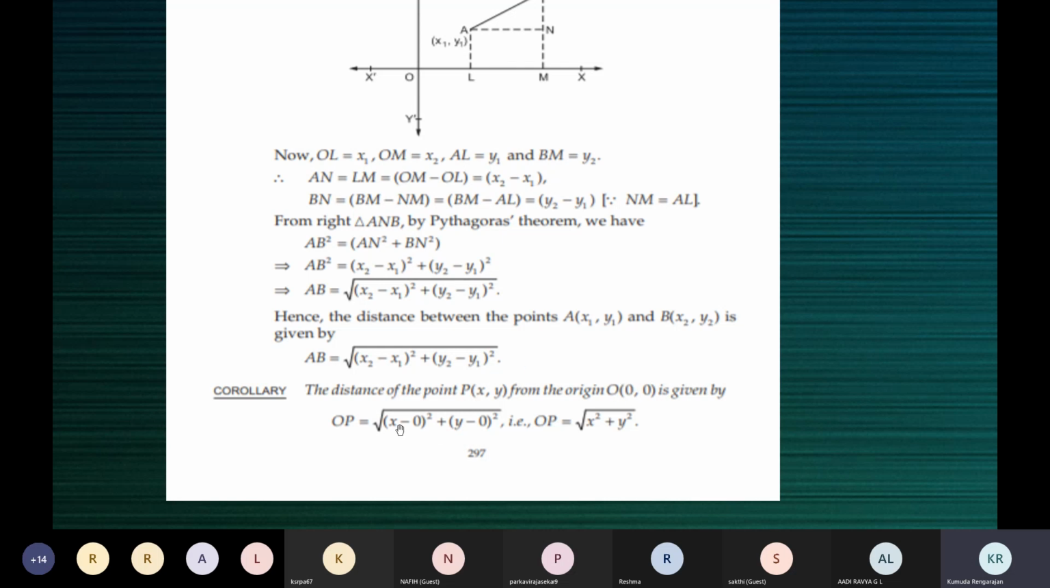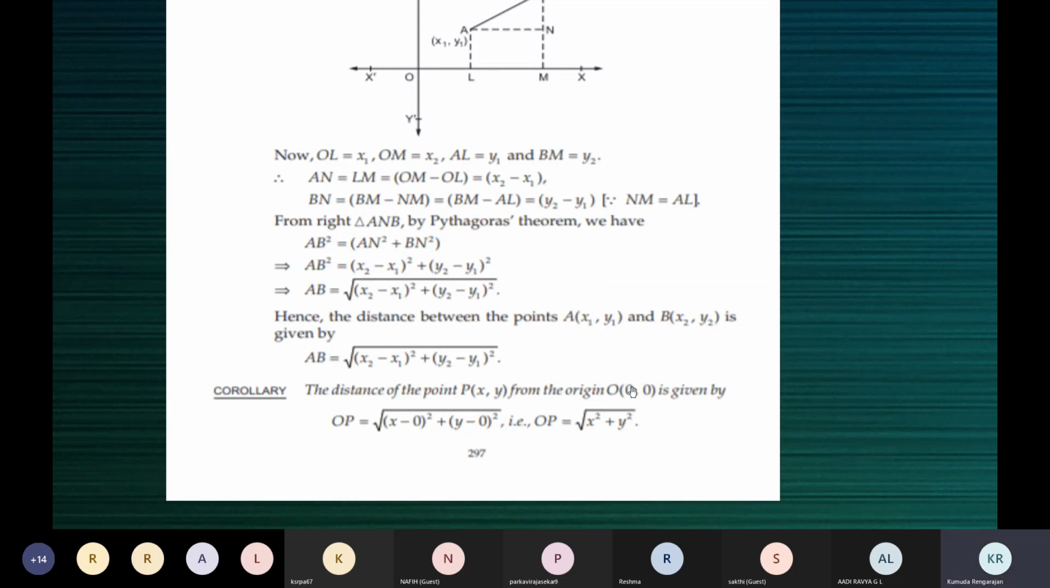X minus 0 the whole square, plus subtract the y coordinates, y minus 0 the whole square. So OP or PO, both are the same. OP or PO is equal to the square root of the difference between the abscissa, x minus 0 or 0 minus x, the whole square, plus y minus 0 or 0 minus y, the whole square.